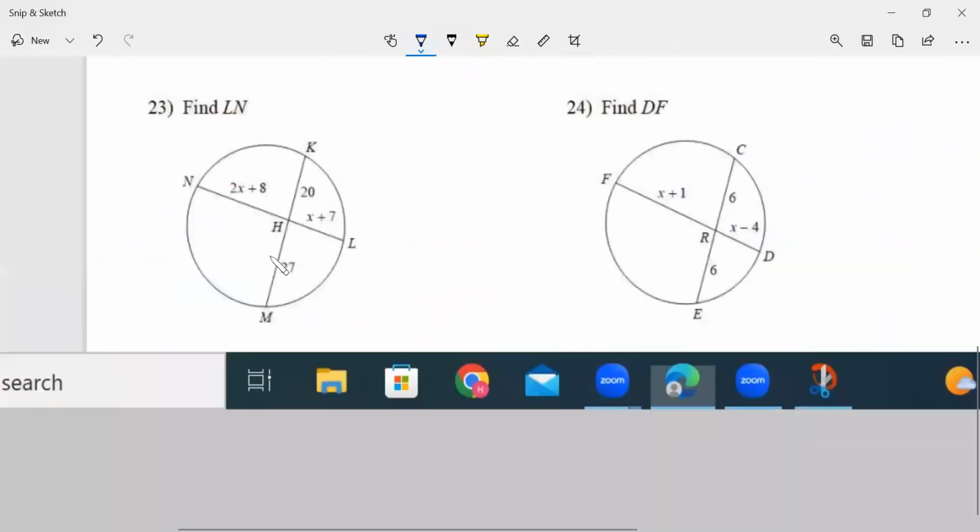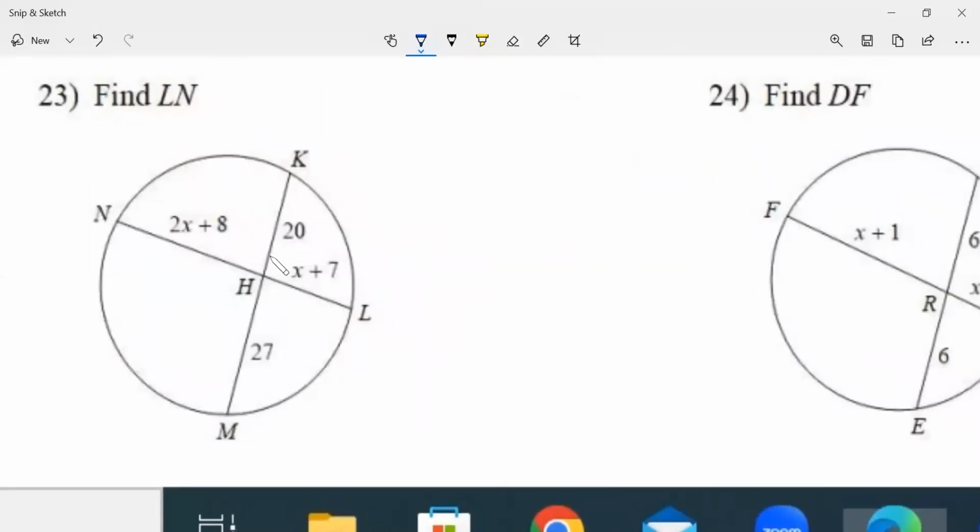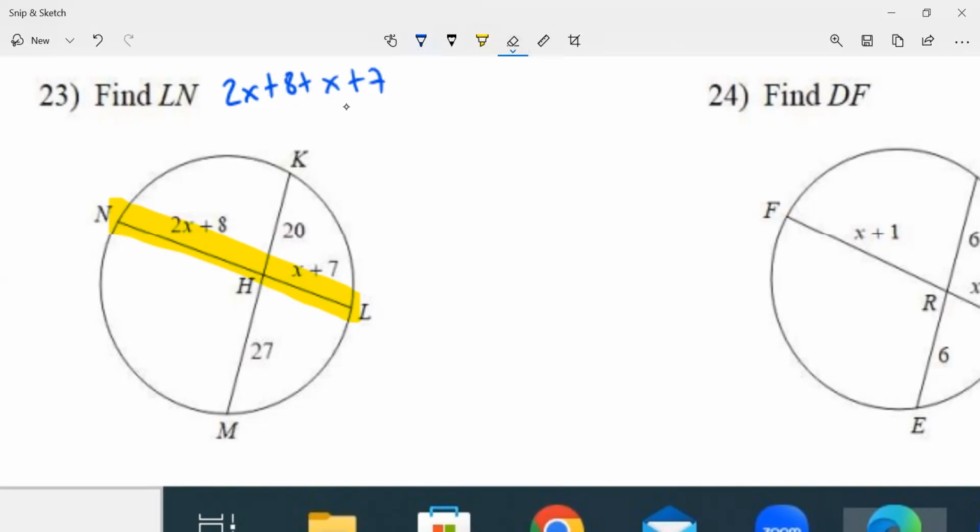Even more challenging, let's take a look at number 23. There's a bunch of x's in there, and I'm going to ask you to solve for LN. So LN is this whole thing. If you notice, I have to do 2x plus 8 plus x plus 7. I have to add everything, so it would be nice if I knew what x is. I just wrote this, so I know what to come back to, okay?